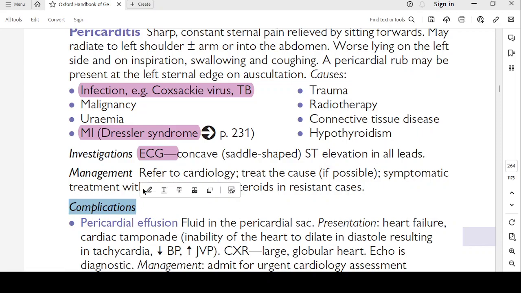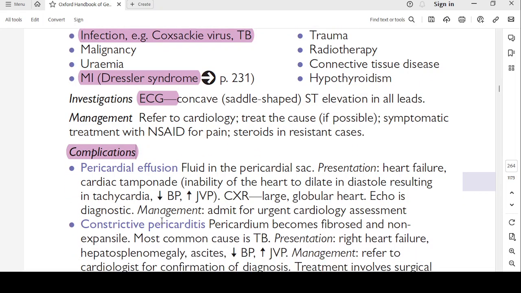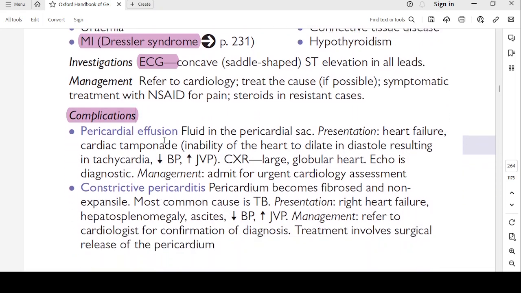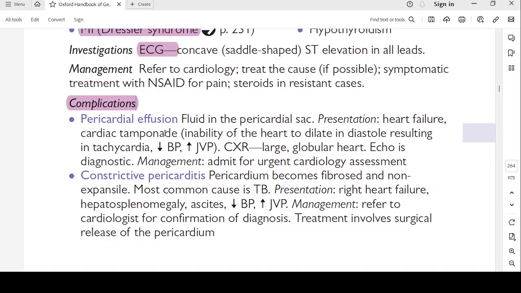Complications of pericarditis. So when you have a pericarditis, there can be a pericardial effusion, fluid in the pericardial sac, presentation, heart failure, cardiac tamponade, inability for the heart to dilate in diastole resulting in decreased heart rate, resulting in tachycardia, decreased BP and increased JVP, chest X-ray, large globular heart, echo is diagnostic, management, admit for urgent cardiology assessment.